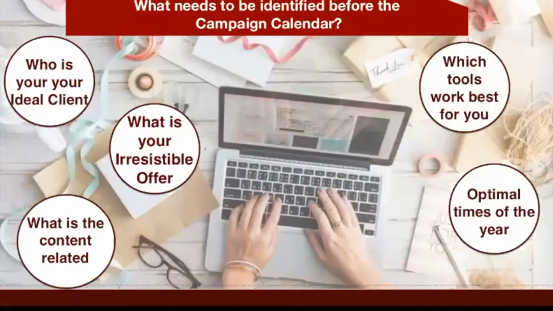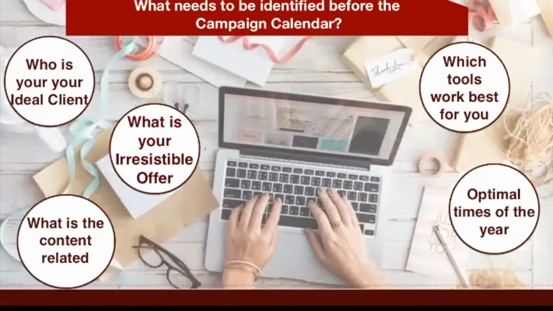Now, what do we need to identify before doing a campaign calendar? The first thing, like we said, is who is your ideal client? We're going to touch on this a little bit today, but there is a whole training about how to identify your ideal client. Then we need to identify what I call your irresistible offer, which means that this is exactly what your client needs. And then we need to find out the relevant content that your ideal client needs in order to understand your irresistible offer.